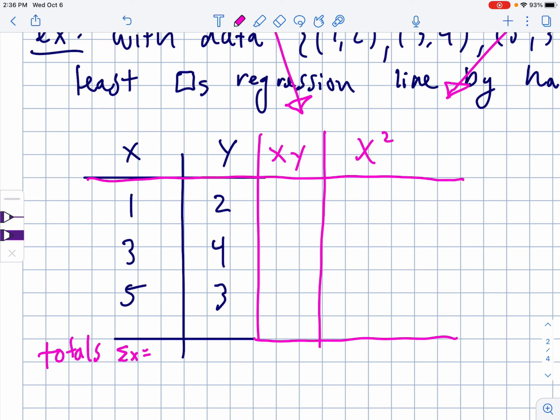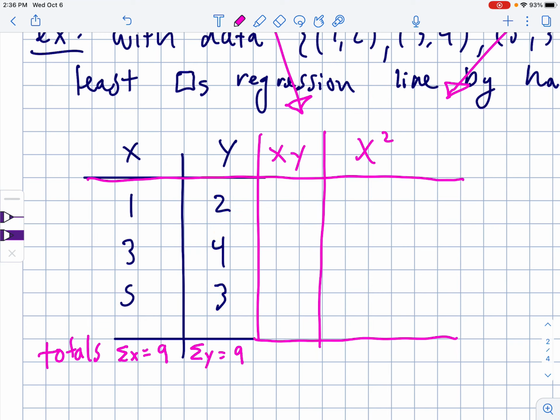Sigma x literally means adding up all the x's. So sigma x is 1 plus 3 plus 5, so that's 9. Sigma y is going to be these three numbers added together, so sigma y is going to be 9 as well.